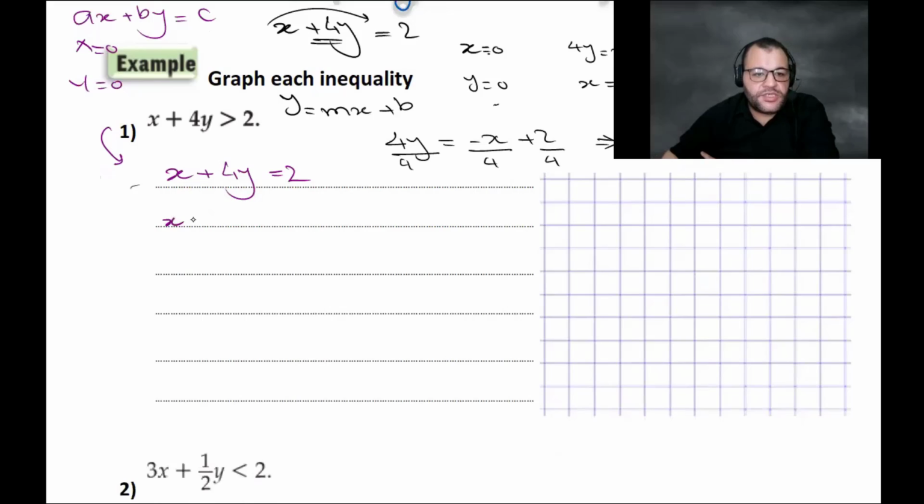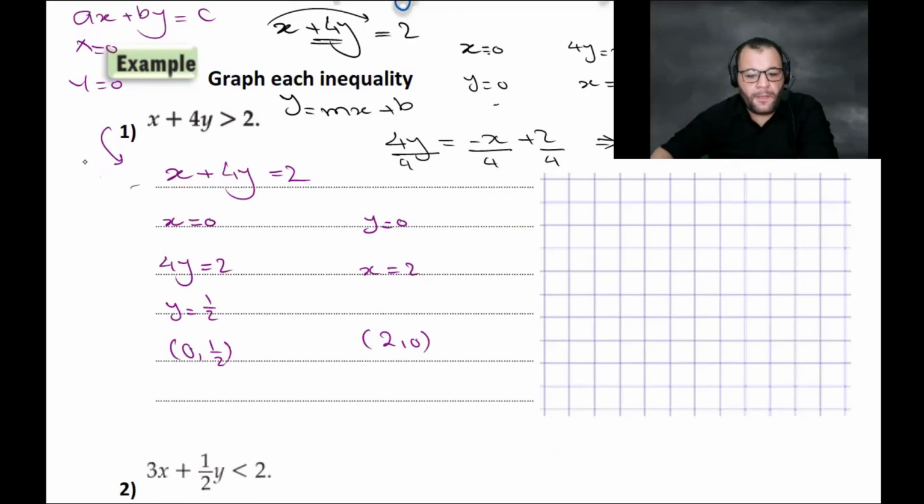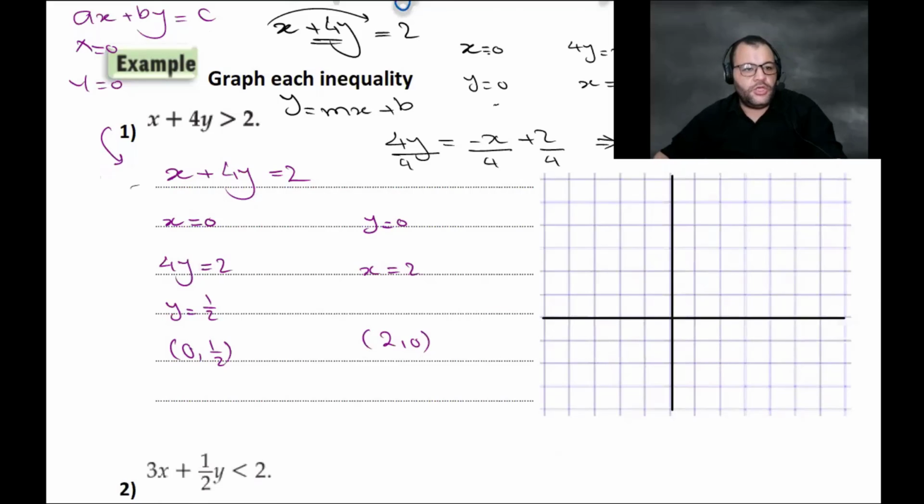So let x equal 0 and let y equal 0. When x equals 0, it means 4y equals 2, so y equals 1 over 2. The ordered pair will be (0, 1/2). When y equals 0, it means x equals 2. Then it will be (2, 0). Any problem until now? Okay. So we can graph. The first point that we have now is (0, 1/2), and the second point is (2, 0).